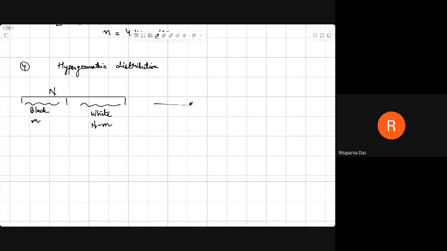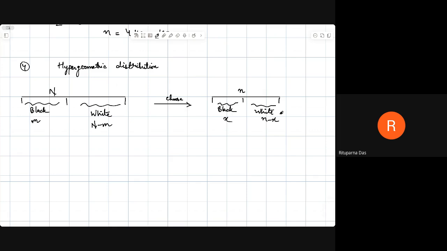So out of that we are choosing small n balls, and from that small n balls, some will be black and some will be white. Why did I write choose? Because of the event of choosing, and from that event of choosing we are going to calculate the probability. So say we have chosen n balls, and out of n balls x are black, then n minus x are white.